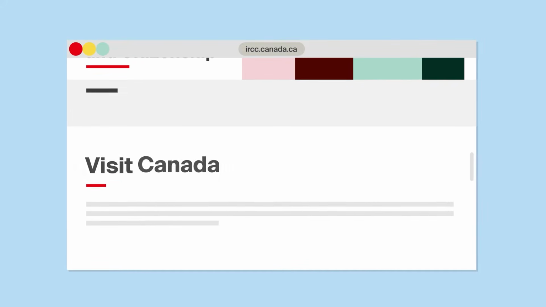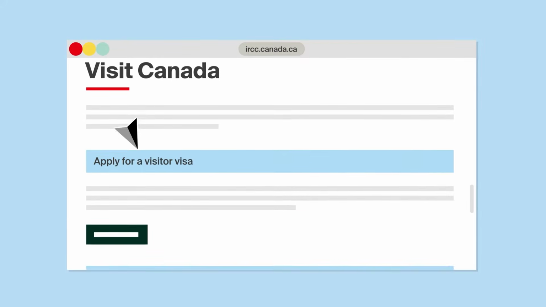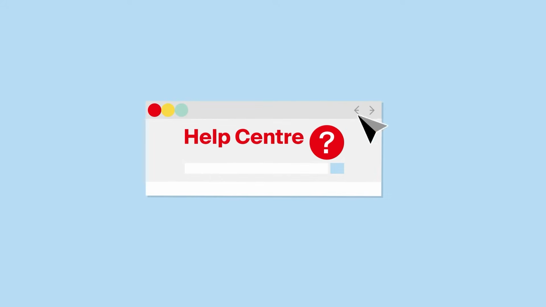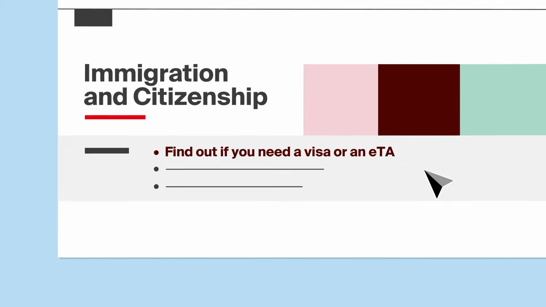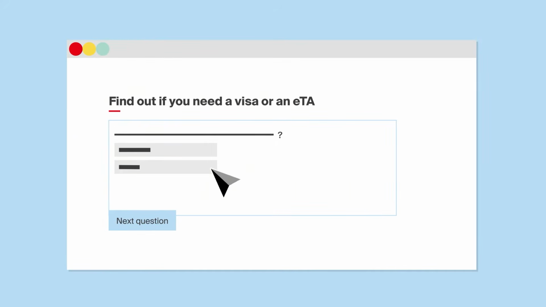Let's begin with the Immigration, Refugees and Citizenship Canada website, ircc.canada.ca. Here, you can learn what you need to visit Canada, apply for a visitor visa or eTA, check the progress of your application, and find help along the way. To get started, let's find out if you need a visa or eTA. Simply answer a few quick questions to determine if you need a visitor visa, eTA, or neither.